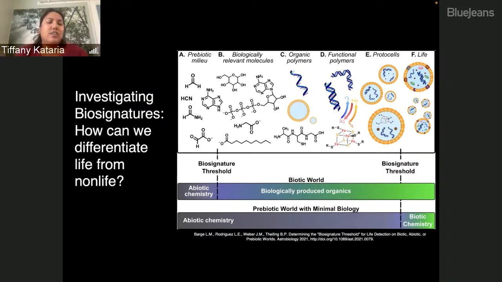And so here on this spectrum is A through E. These are all things that have been generated in a laboratory completely abiotically, completely in absence of life. And then, of course, we've got life here on the most sophisticated end. So if we were to consider two different worlds, a biotic world like Earth that we know has life, versus a prebiotic world that has minimal biology as far as we know, the threshold by which we can take a signature of life and say, okay, this is due to something biotic, the threshold for that on Earth is a lot lower, right?